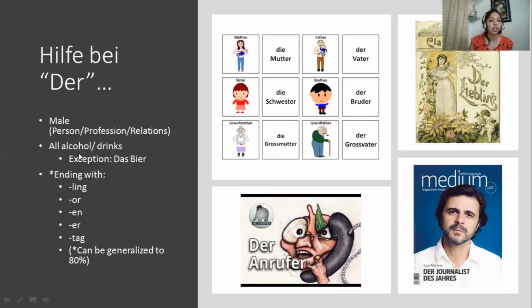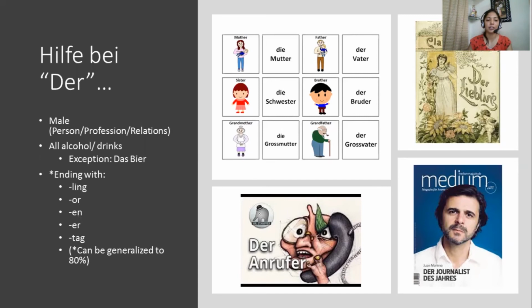Okay, so next we check on the next point that you can remember: all alcohols or all drinks always take the same article. It's always the ending. So now this is a part where you can actually look around. Whenever the ending is -ling, as in Liebling, the article will mostly always be der. Whenever the ending is -or, -en, -er, -tag, the endings with all these suffixes will always have the article der.